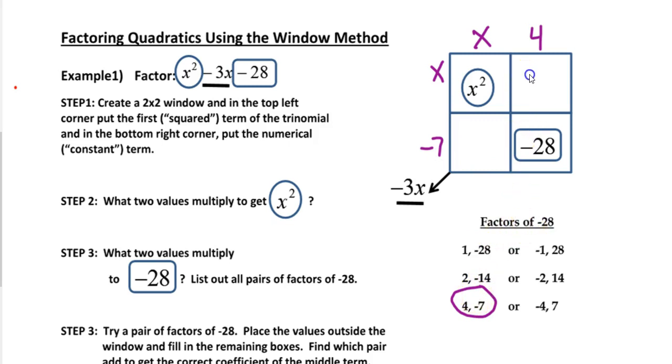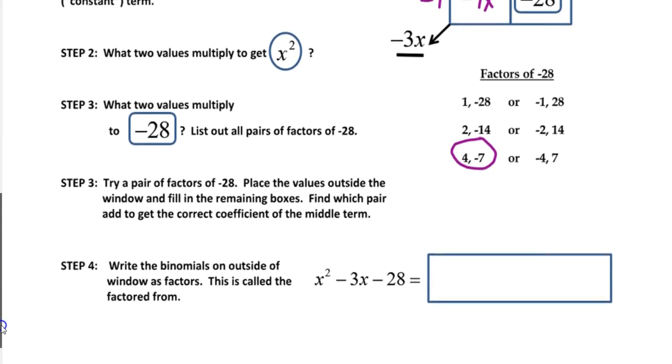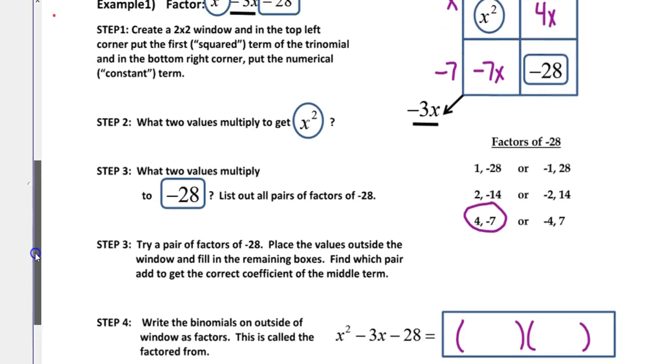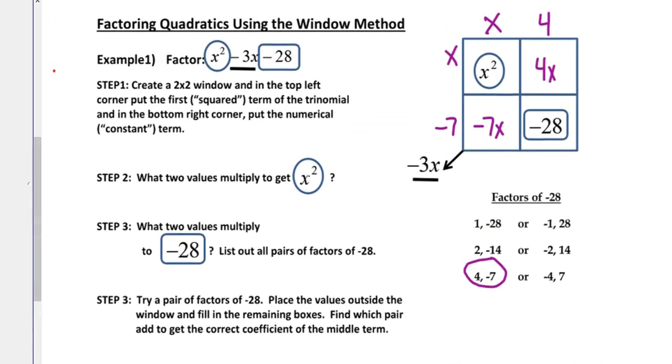Let's put in our middle values to see if it all works. I've got a 4x, negative 7x. Yep, sure enough, those are going to add to be negative 3x. Okay? So now what's our answer? Remember, it's going to be two binomials, two binomial factors. Well, those are our edges. Those are the x minus 7 and x plus 4 that are on our edges.